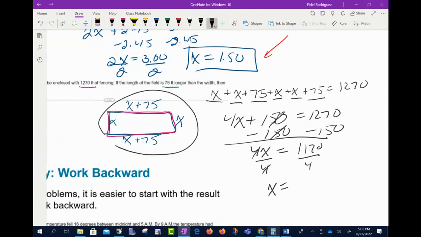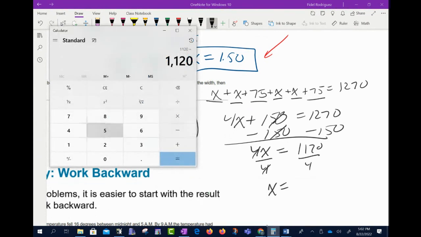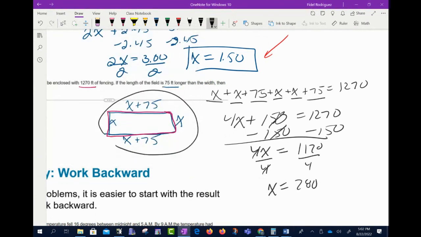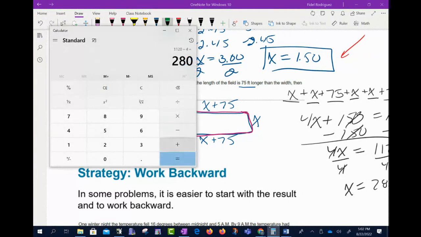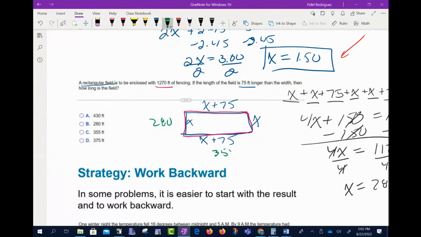So divided by 4, 280. Okay, so what does that tell me? That's telling me that this piece right here is 280, but the top part is going to be 280 plus 75. So the bottom piece down here is going to be 355. Right? And the question is saying, how long is the field?